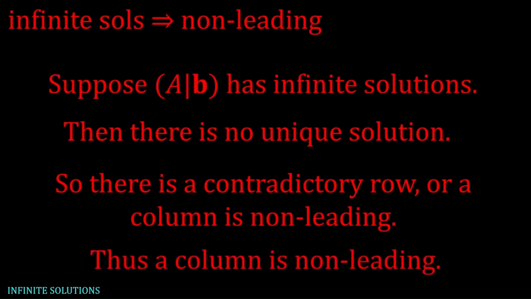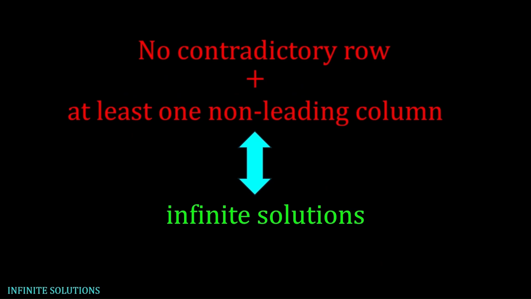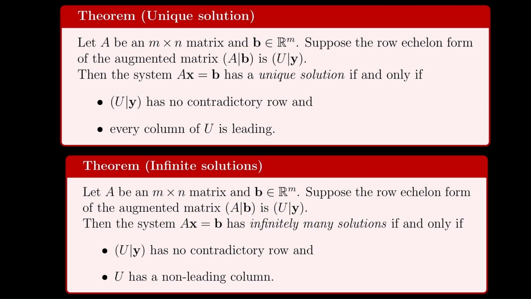So therefore, we've proven it. We've proven this other direction. We've proven both directions. And so there's infinite solutions if and only if there's no contradictory row and there's a non-leading column in the row echelon form.